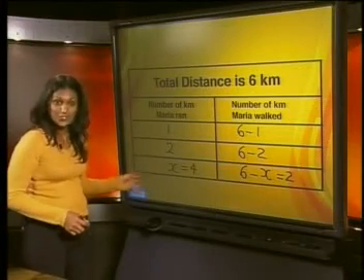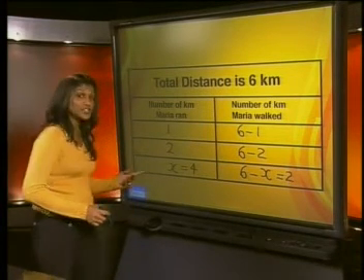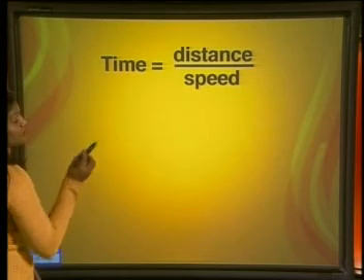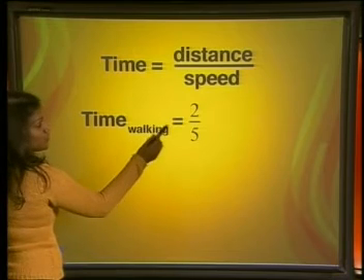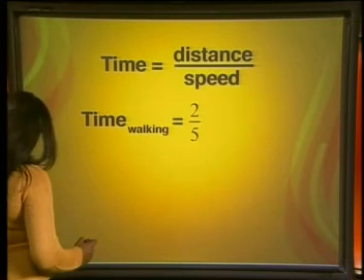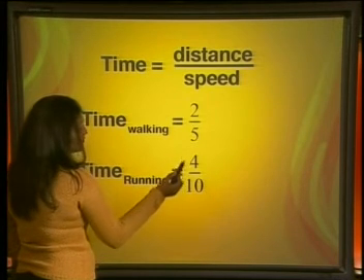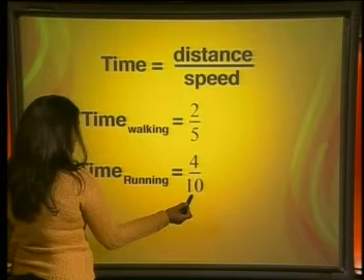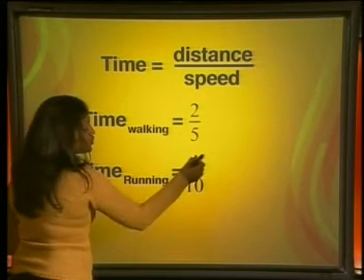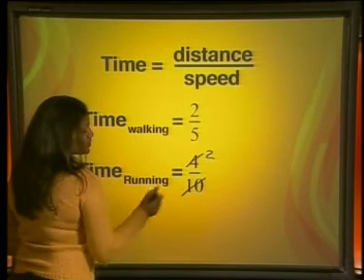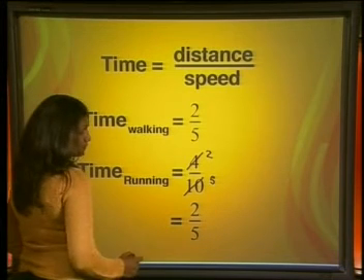Now let's check if this is true. We know that she walks 2 kilometers at 5 kilometers per hour. So using our formula, time is equal to distance divided by speed, we know that the time she spent walking is equal to 2 kilometers divided by 5 kilometers per hour. We also know that the time she spent running is equal to the 4 from before, 4 kilometers divided by 10 kilometers per hour. Now if we look at the numerator and the denominator, we see that we can divide by 2. 2 goes into 4 twice. 2 goes into 10 5 times. So the time she spent running is 2/5 of an hour.